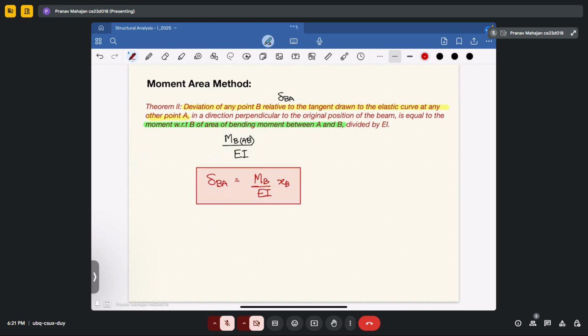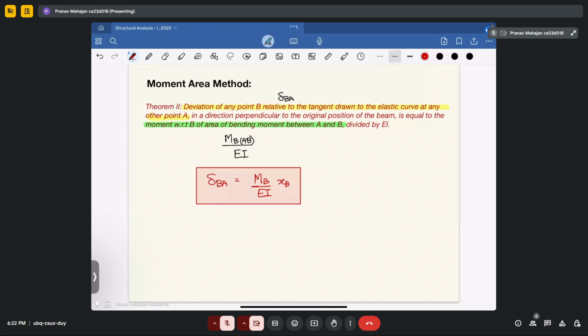So this is your second theorem of the moment area method. In simplest terms, if I ask how you will determine slope and deflection at a point, you will determine it using the moment area method. Then how will you use that? First, if any beam is given to you, you first determine its bending moment diagram.